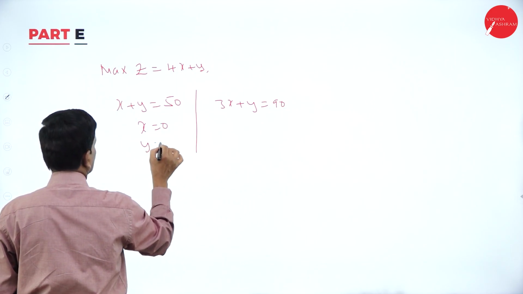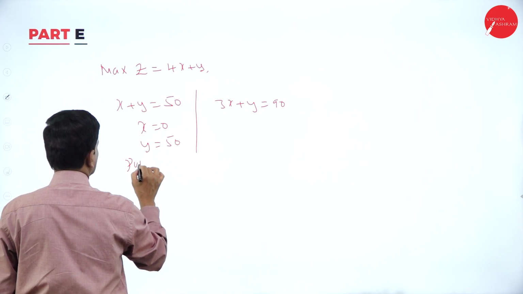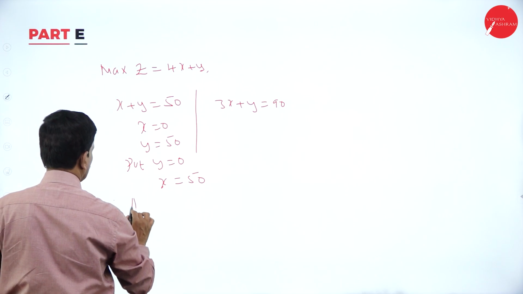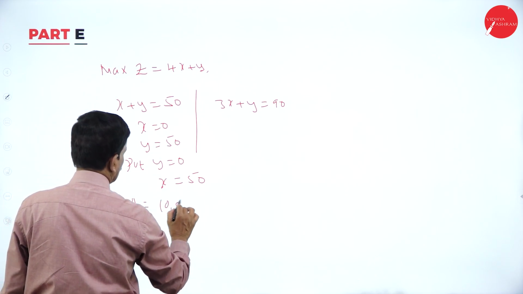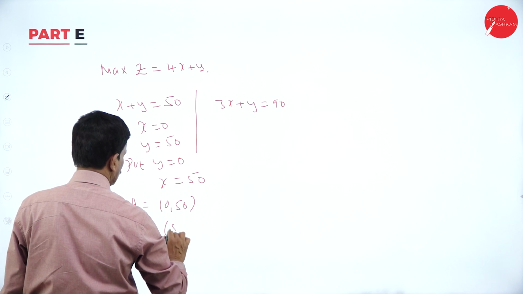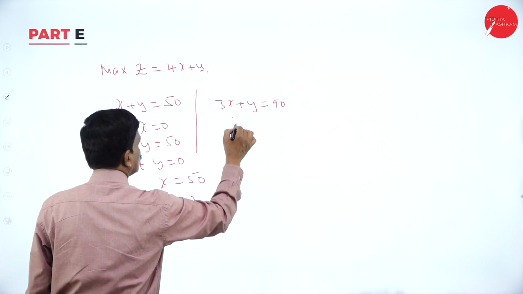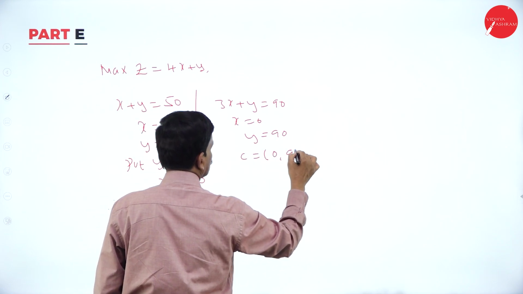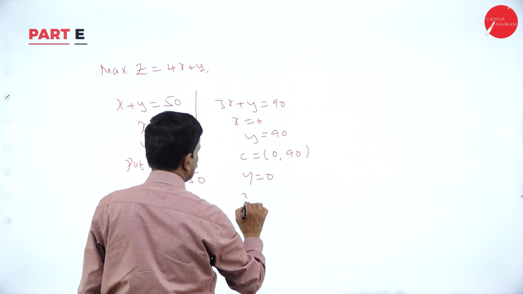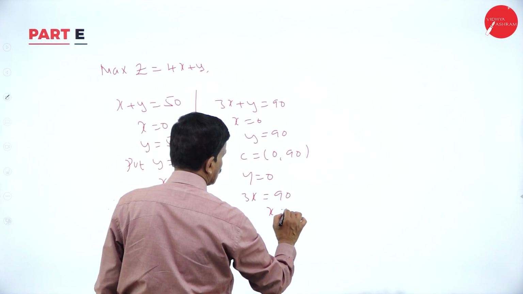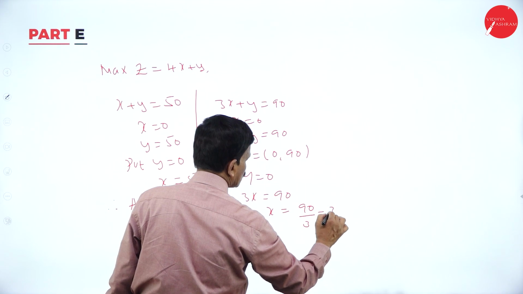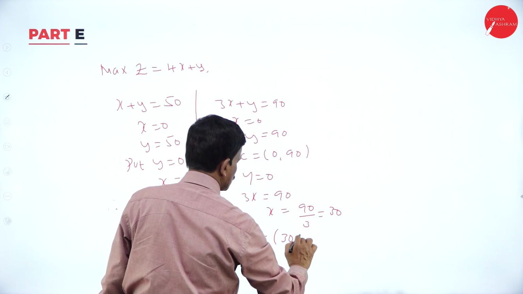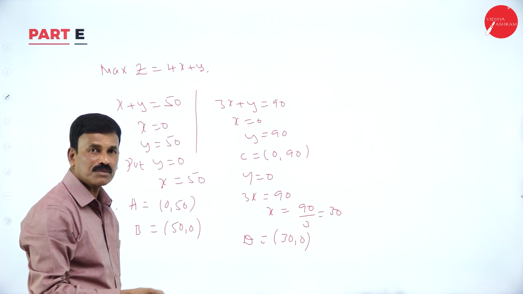Put x equal to 0, you will get y equal to 50. Put y equal to 0, you will get x equal to 50. Therefore, the point A is 0, 50, and another point B is 50, 0. Here also put x equal to 0, y is equal to 90, C is 0, 90. Put y equal to 0, 3x is equal to 90, x is 90 by 3, which is 30. The point D is 30, 0. These are the points. Now represent this on a graph.